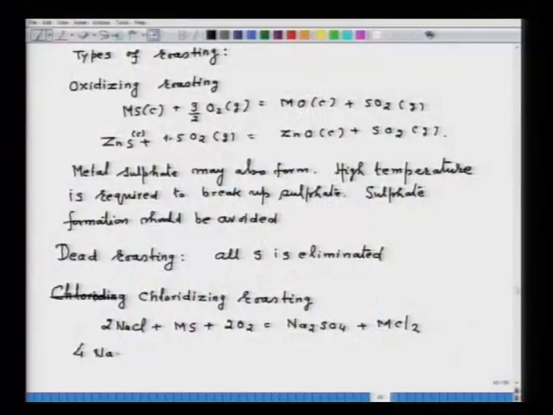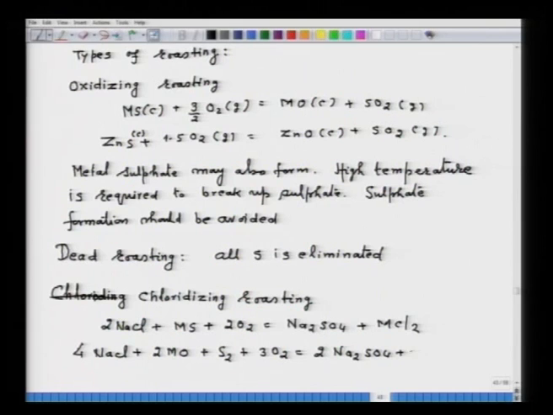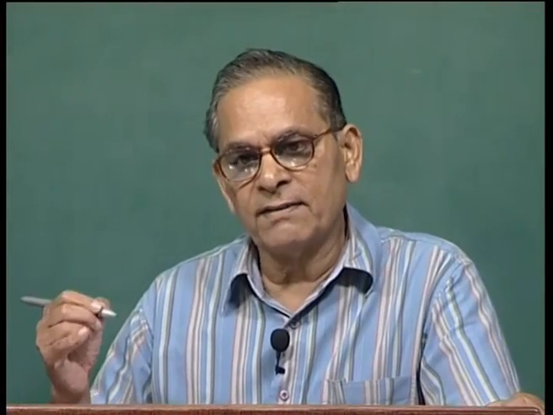Another is the indirect chlorination, where you use a reducing agent: 4 NaCl plus 2 MO plus S2 plus 3 O2, equal to 2 Na2SO4 plus 2 MCl2. So, chloridizing roasting is done to convert a sulphide into chloride, or an oxide also into chloride. That is chloridizing roasting.